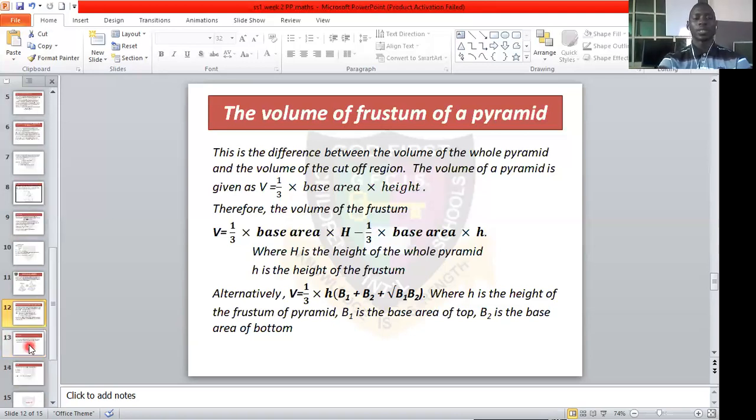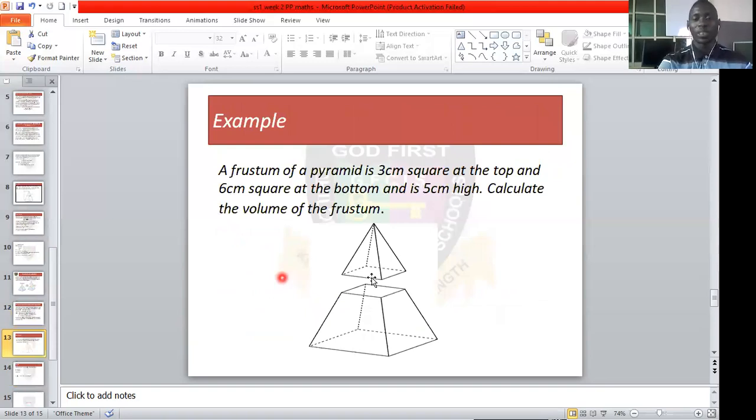And it goes thus. Example. A frustum. This is a frustum. We already know that if you add them together, it is a whole pyramid. But if you cut parallel to the base of the whole pyramid, it gives you a smaller pyramid and a frustum. When a whole pyramid is cut into two, it gives a smaller pyramid and a frustum. A frustum of a pyramid is 3 centimeters square.